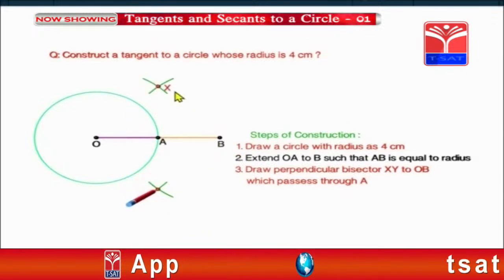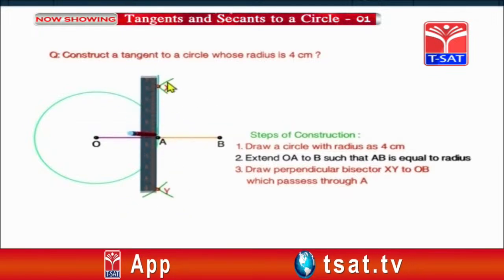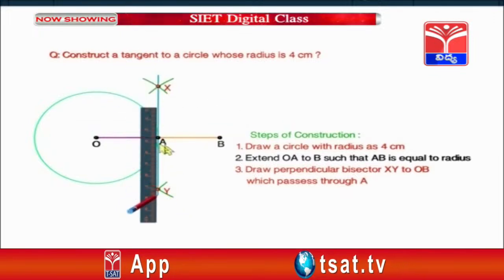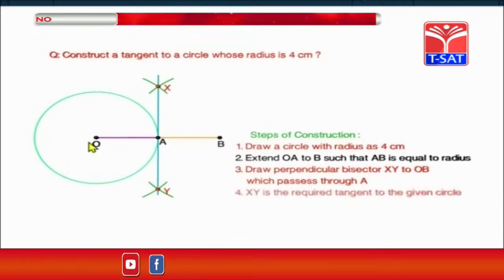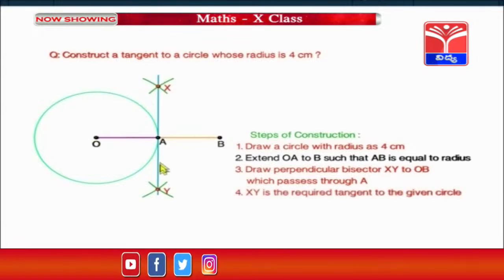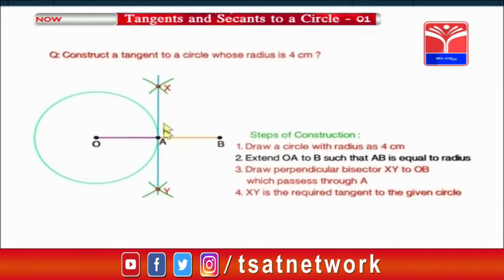X and Y. Now join X and Y. So joining X and Y, which passes through A. So this is the perpendicular bisector of OB which is passing through A. Now the line XY is a tangent to the given circle.